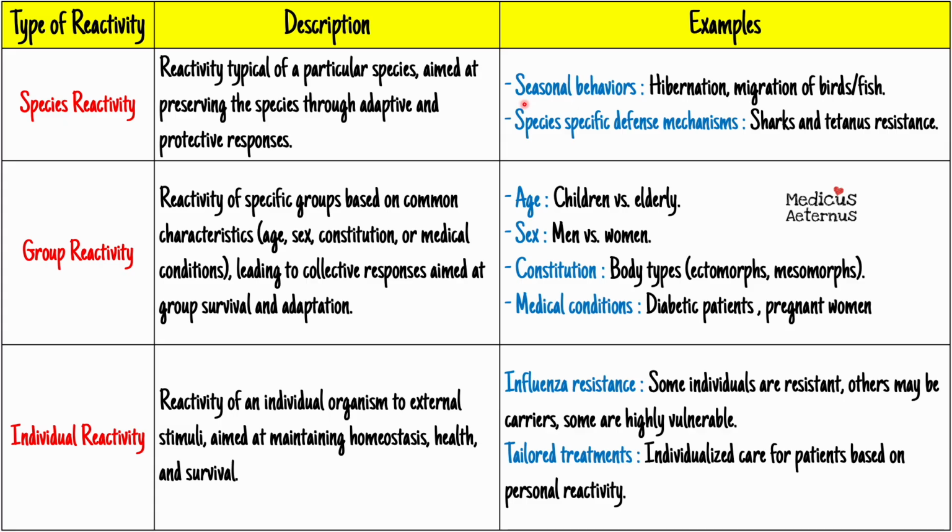The examples here are seasonal behaviors, hibernation, and migration of birds and fish. Hibernation, for example, in bears, the polar bears. During the winter they hibernate, and then in summer they go outside and search for food.